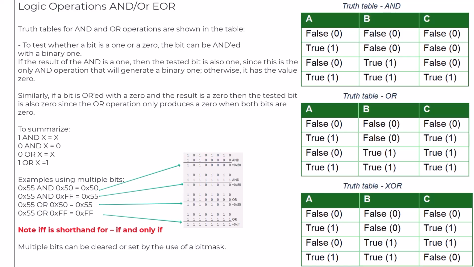Little bit of shorthand, we may sometimes use the term IFF in the writings. This stands for if and only if. So we can certainly get rid of the bits we want by using these rules up here. Or we can set them to be a high value. And again, this will be our bit mask that we'll set up here.